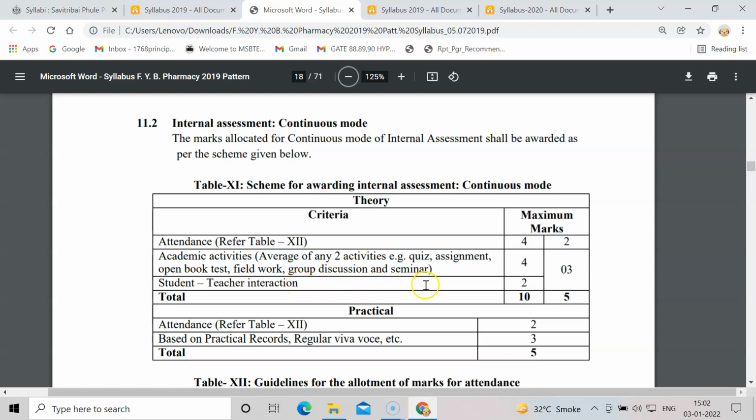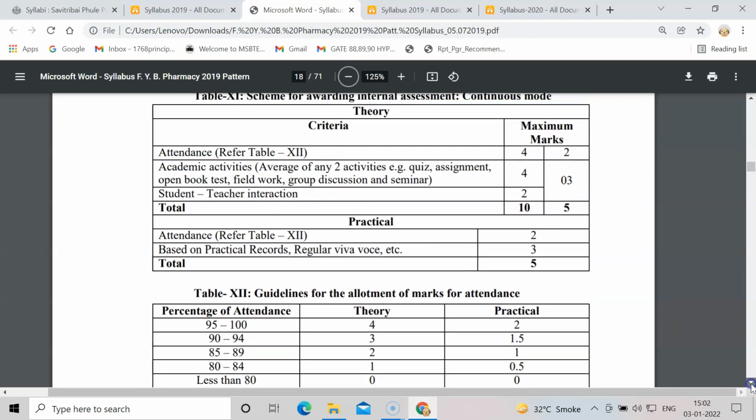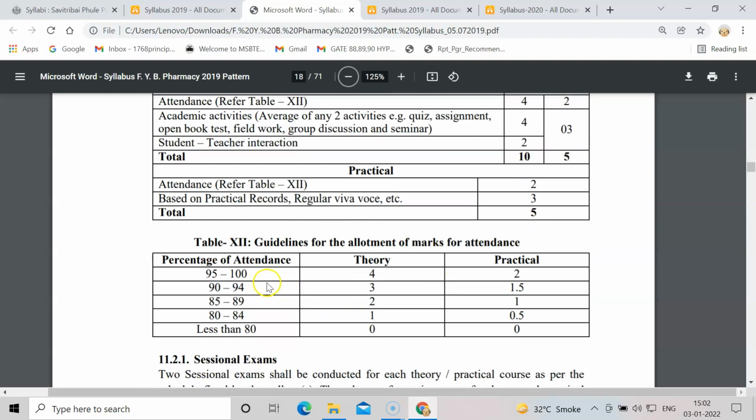If a student has any doubt, they can ask the teacher, or whether the student has a good attitude, is regular, it depends on a lot of factors. So 4 plus 4 plus 2 becomes 10, so that is for continuous mode. And for attendance, the table has been given: 95 to 100 you will have 4 marks, 90 to 94 is 3 marks, 85 to 89 will be 2 marks, and 80 to 84 will be 1 mark, and less than 80 is 0 marks.